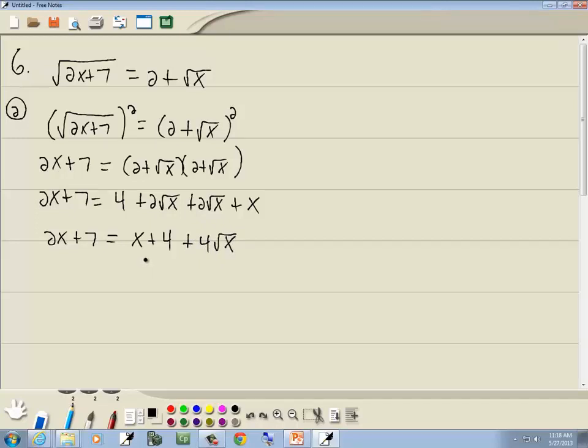Well, I'm down to step 3. Step 3 says if you have more radicals, which I do, go back to step number 1. So we're going to start over.